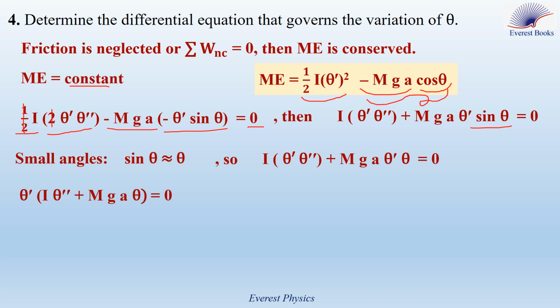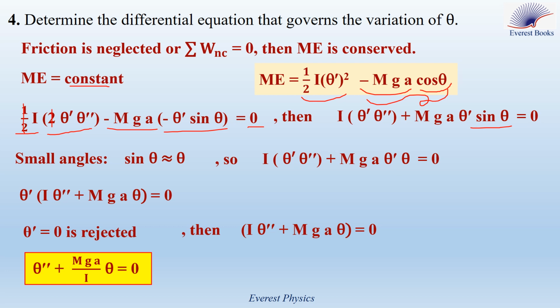The first solution is theta prime equal to 0. But physically, theta prime equal to 0 is rejected, because if theta prime is equal to 0 as a solution, we have no motion. So the acceptable solution is I theta double prime plus MGA theta equal to 0. Now, divide by I both sides, so theta double prime plus MGA over I times theta is equal to 0. This is the differential equation that governs the variation of theta.